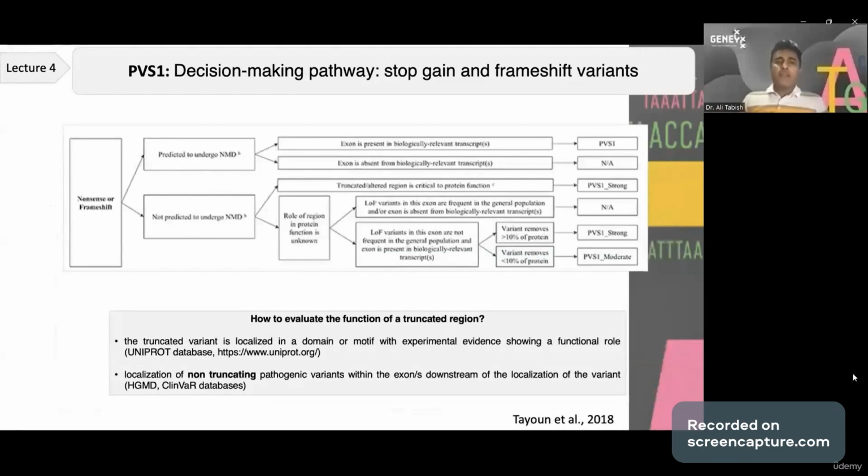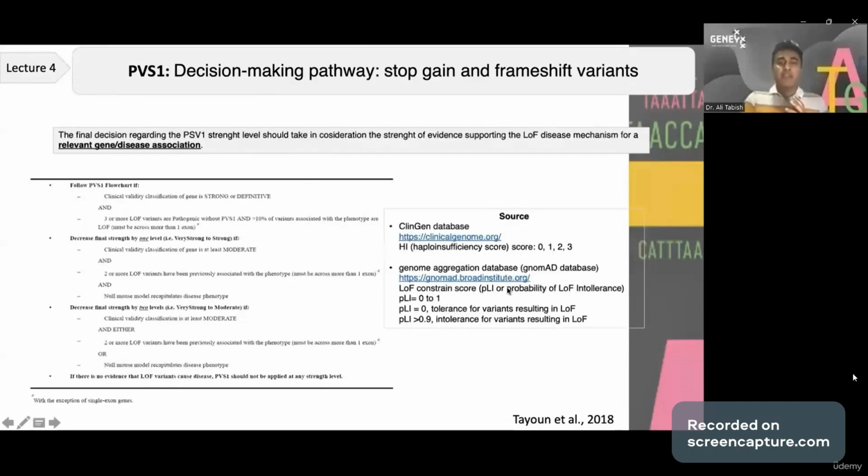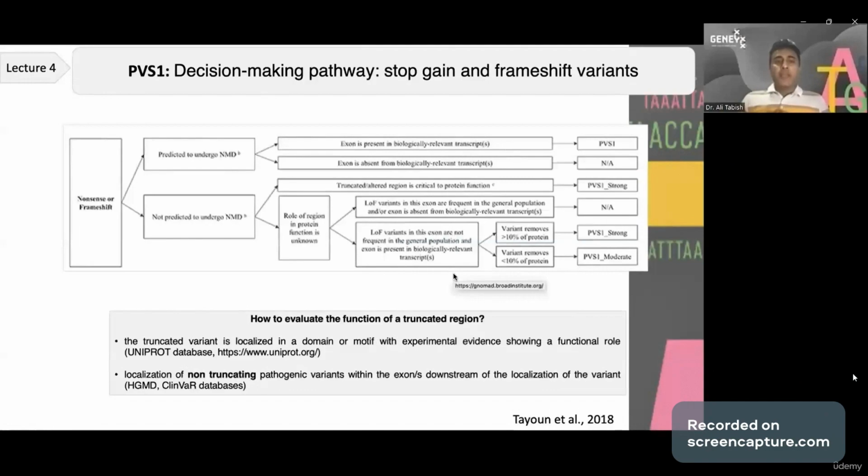And how can we evaluate the function of a truncated region? For this, we can go to the UniProt database and try to identify which domain of the protein the variant location falls into. According to that, we can decide if this variant will have a significant effect on the protein domain. The UniProt dataset will give us more information on the functional role of the different protein domains. We can also get the localization of non-truncating pathogenic variants within the exon or downstream of the variant, and this information we can get from HGMD or the ClinVar database.